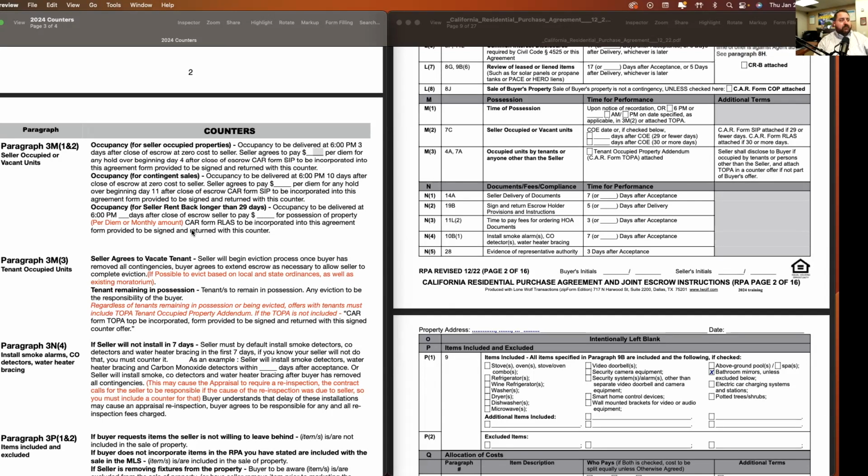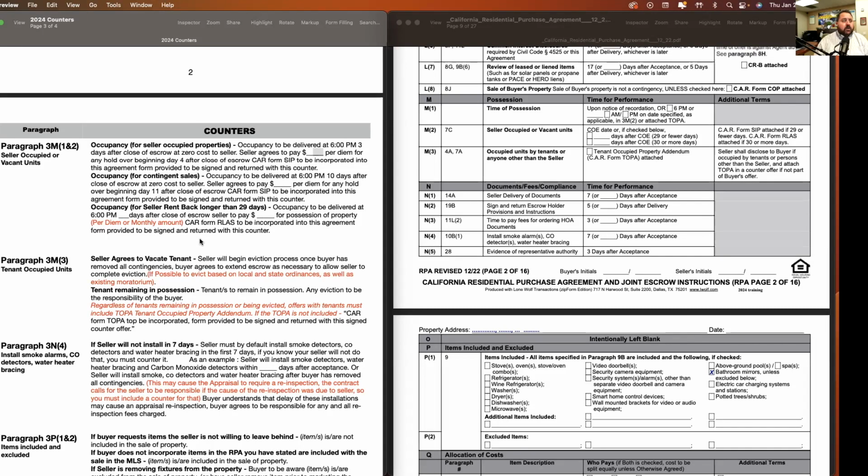Occupancy to be delivered at 6 p.m., 45 days after close of escrow. Seller to pay blank amount for possession of property, a per diem or a monthly amount, whatever you guys come up with. CAR form RLAS to be incorporated in this agreement. Form provided to be signed and returned with this counter. Now, when it's not contingent and we're renting back, I generally don't ask because it's so much time. I generally don't ask for any free time for my seller. I just say, hey, we're going to pay rent.